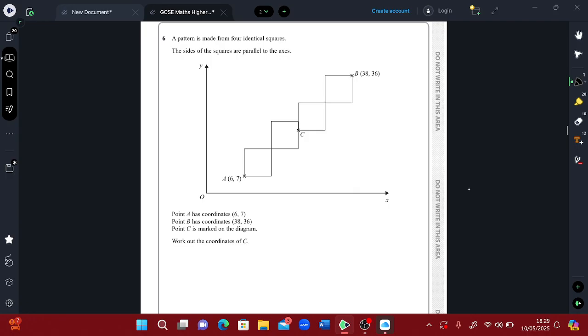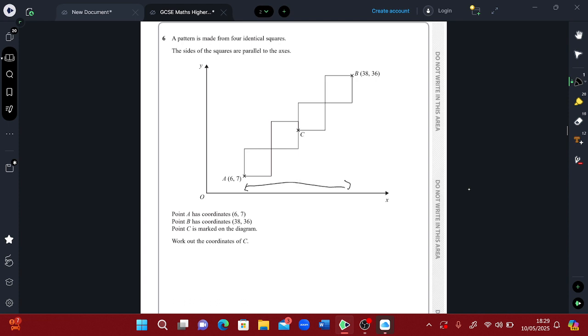A fun little question. It says a pattern is made from four identical squares. More squares now. The sides are parallel to the axis. Okay. Point A is that, point B is that, and point C is marked on the diagram. Find the coordinates of C. Obviously the fact it's a square is going to do a lot of heavy lifting here.